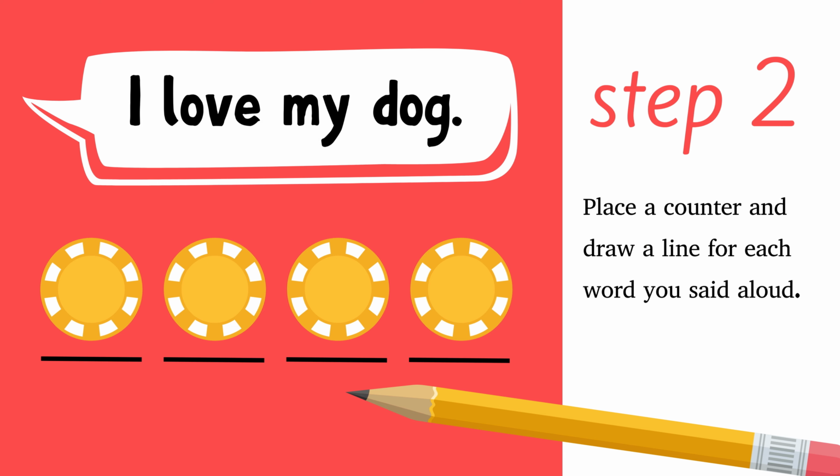All right, so step number 2 is to place a counter and draw a line for each word you say. So for example, if my sentence is, I love my dog, I'm going to use a counter to represent each of the words that I've said. And this counter is kind of the bridge between an idea or something that we say and the words that we need to write. The counter is going to be that concrete representation before they write the word.